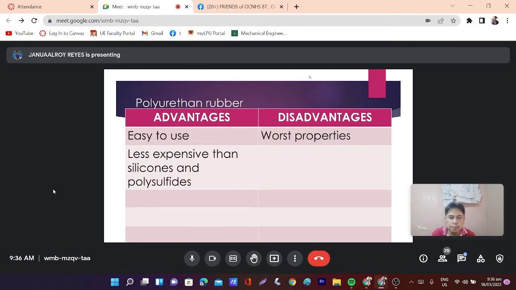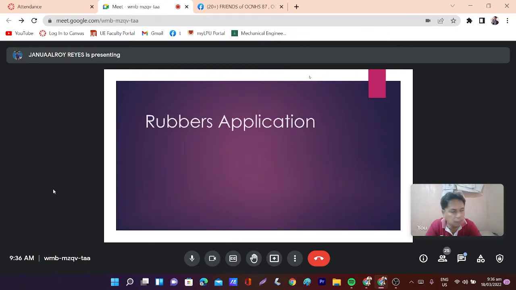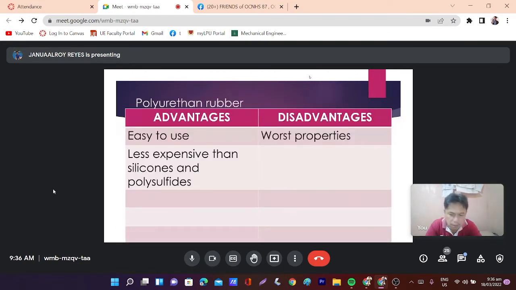Next, yung polyurethane rubber naman is easy to use and di siya gano'ng kamahal kumpara sa silicone and sa polysulfides. Mataas silang abrasion, cut, and tear resistance. Ang disadvantage naman is yung worst properties. Meaning ng worst properties is masyado siyang moisture sensitive and pwede magkaroon ng bubble kapag na-expose masyado sa moisture. Limited lang din yung shelf life niya pag binuksan na, so nagkakaroon siya ng ambient moisture kapag na-expose sa air.